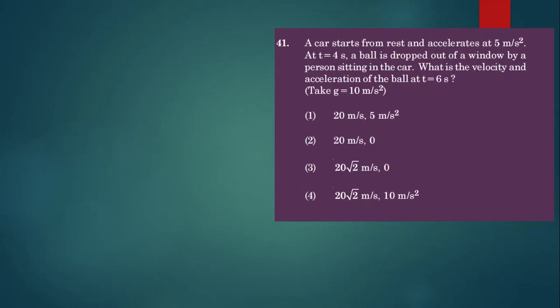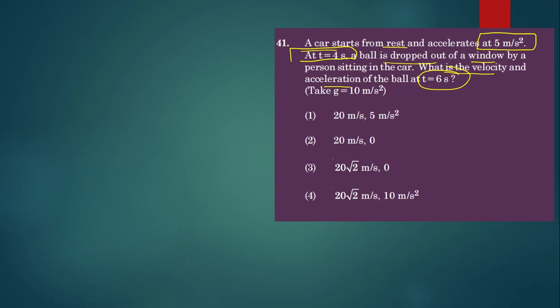This question is telling us that there is a car. It is starting from rest and then it starts to accelerate at a rate of 5 meter per second square. And then when this car was moving, at an instant when time was 4 seconds, a ball was dropped from the car. Okay, dropped from the car. And then we have to find the velocity of this ball and the acceleration of this ball at time t equal to 6 seconds. Okay.